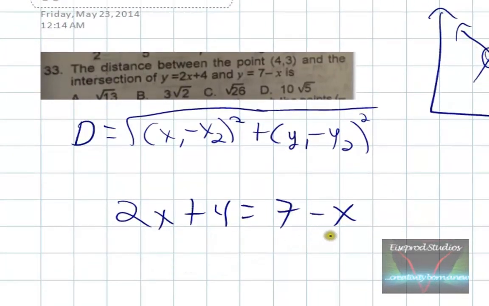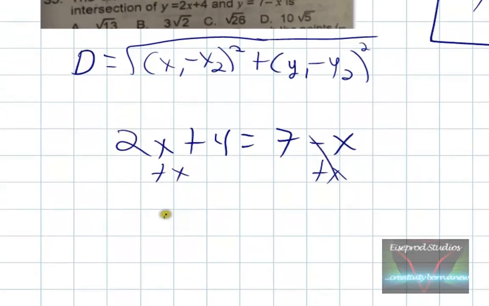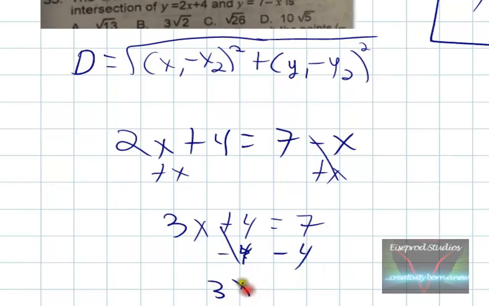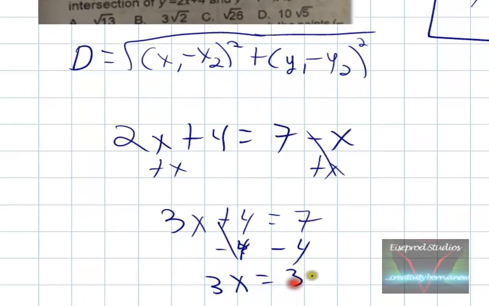So now we're going to go ahead and solve for x. So 2x plus 4 is equal to 7 minus x. So I think what I'm going to do first is add x to both sides. And so that will leave me with 3x plus 4 is equal to 7. Then I would subtract 4 from both sides, and then I'm left with 3x is equal to 3, so that x is equal to 1.